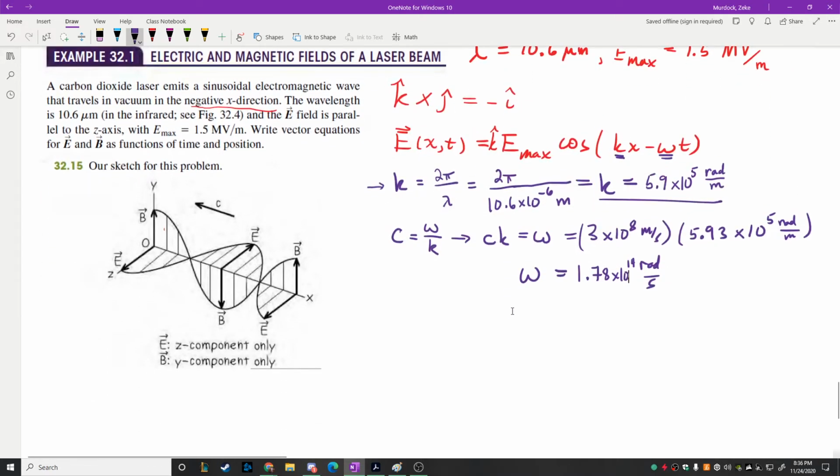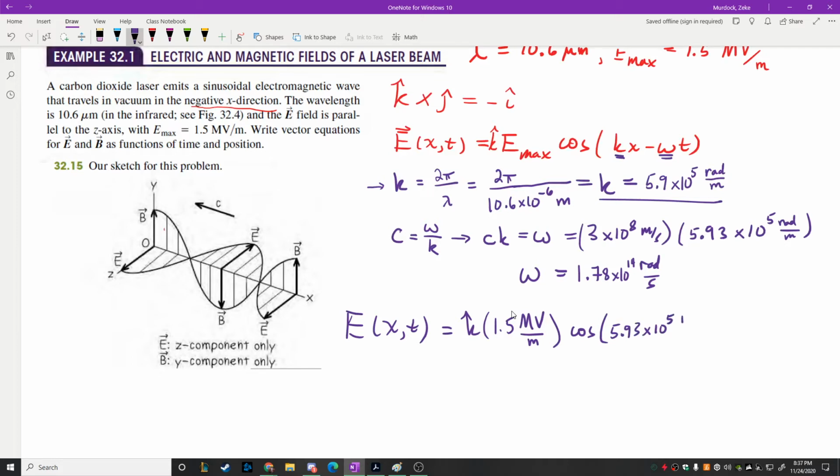Now we can actually write down the electric field as a function of time. So E as a function of x and t is going to be equal to k hat times E max, which was 1.5 megavolts per meter, multiplied by the cosine of kx, so k is, and then minus omega, which is 1.78 times 10 to the 14 radians per second, times t. So that's E as a function of x and t.